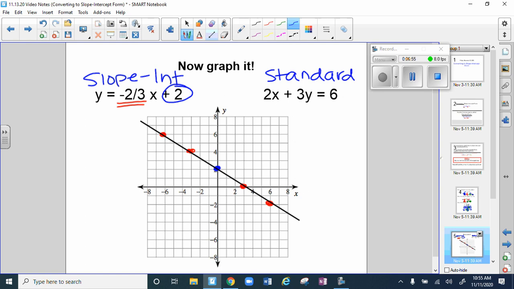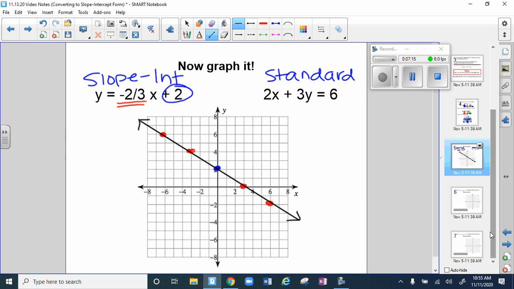And you want to make sure that we have our arrows on both sides of our line, since we know that it's going to continue on and on in both directions past where our graph ends. So there's our graph of our equation, which was in standard form as 2x plus 3y equals 6.